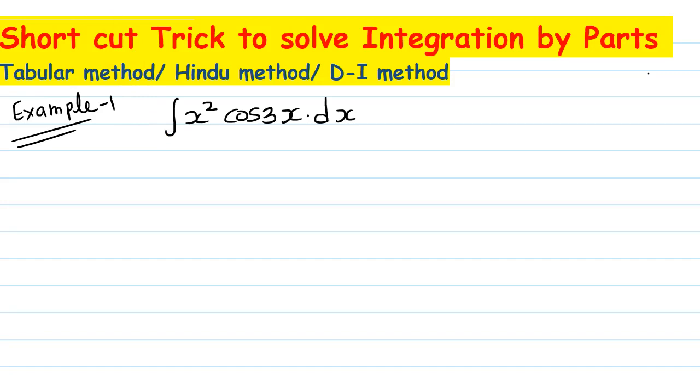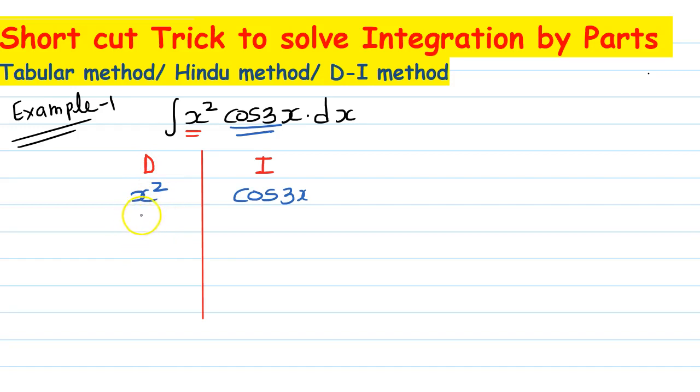First of all, what you need to do, on one side you write down the derivative, and on the other side you write down the integration, and just draw a line in between. Okay, so let's see how it goes. The derivative column starts with x square, and the integration column starts with cos 3x.